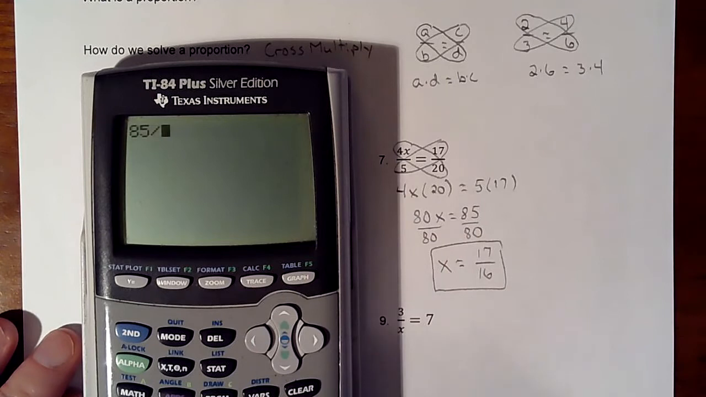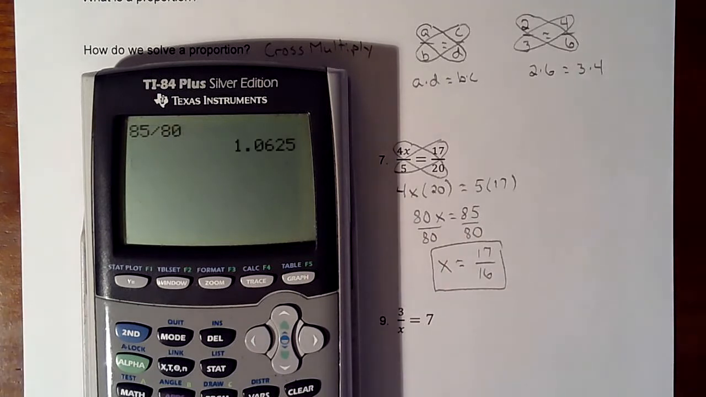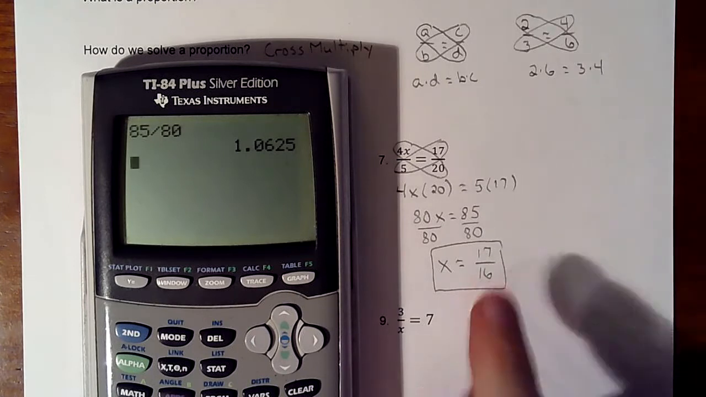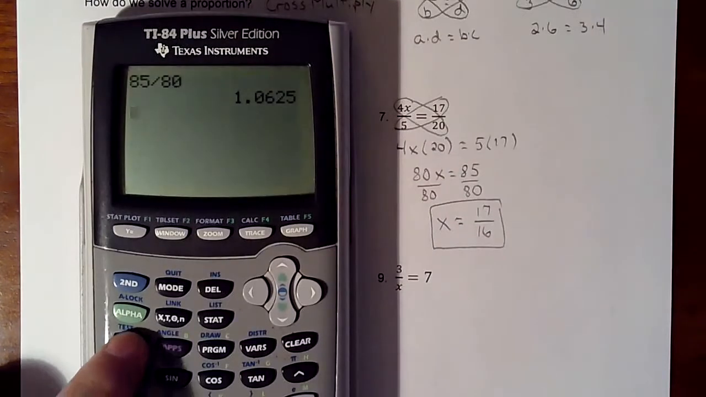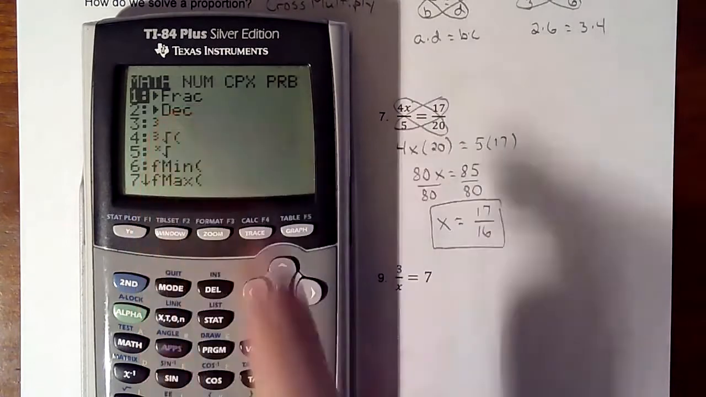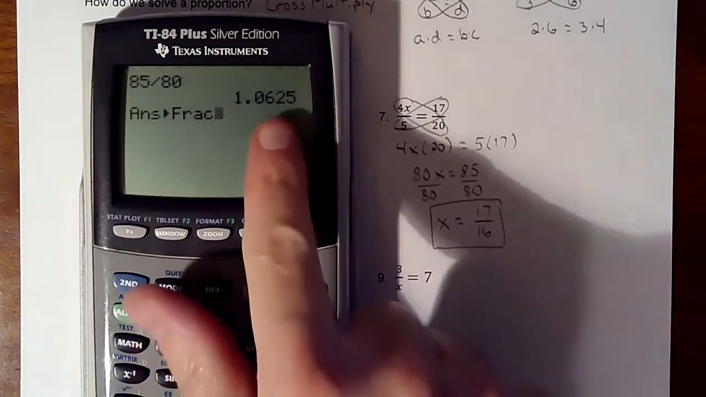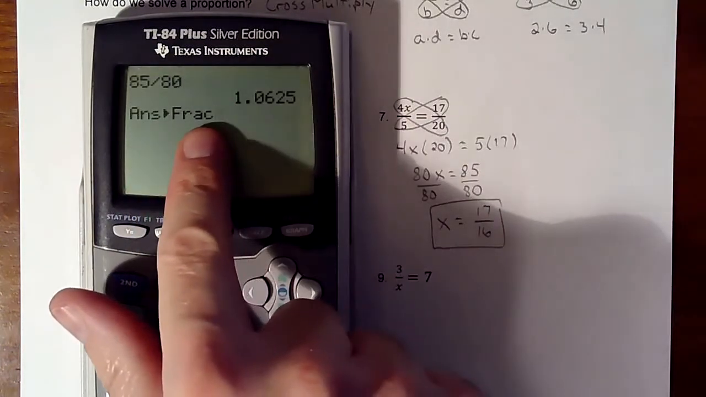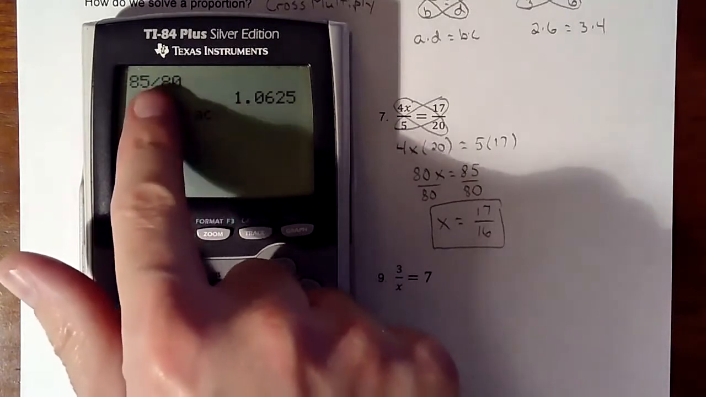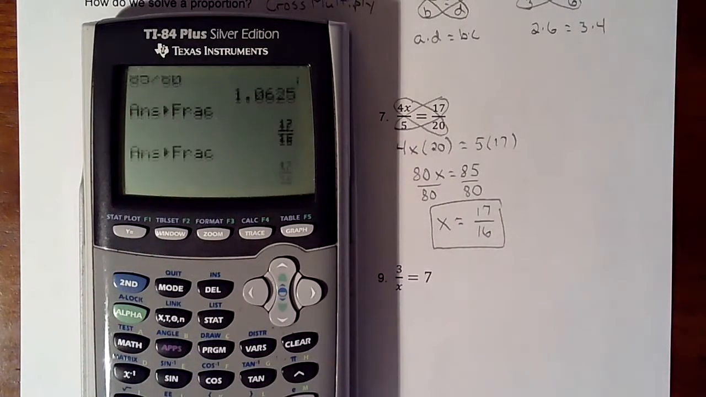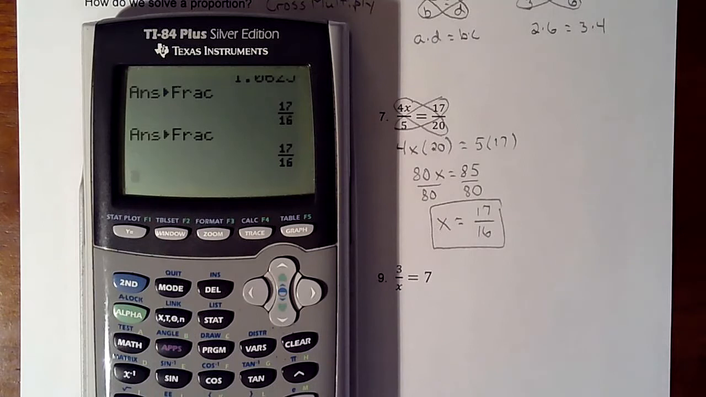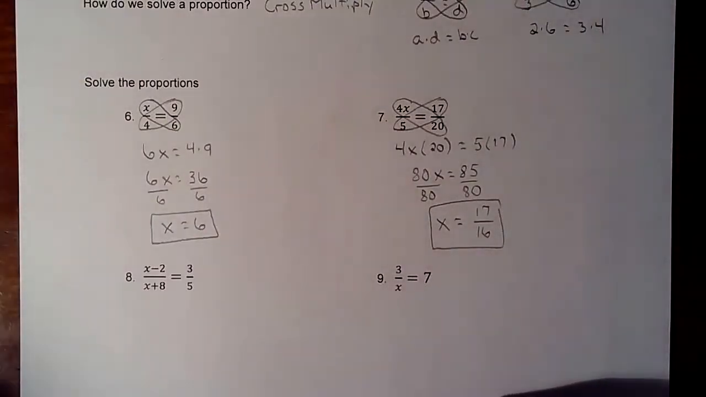If you take 85 divided by 80, it's going to be some decimal. Now, that's not what you want. You want the simplified fraction. So press the math button and then frac. It's going to take that decimal and convert it into the simplified version of that fraction. So 17/16. That always is an option.